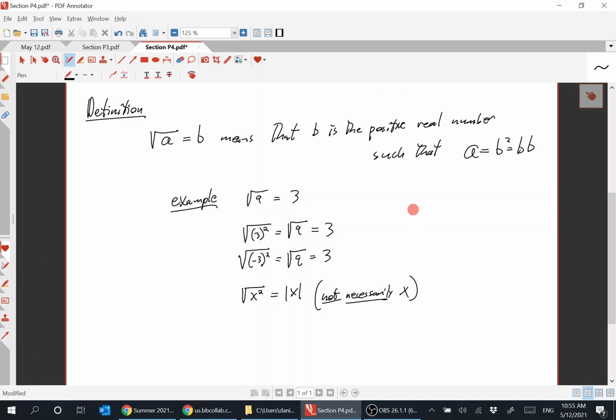Anyway, other numbers that have nice, neat answers. The square root of 4 over 25. What's that going to be? Well, that's 2/5. Remember, a fraction times a fraction: you multiply the numerators and multiply the denominators.